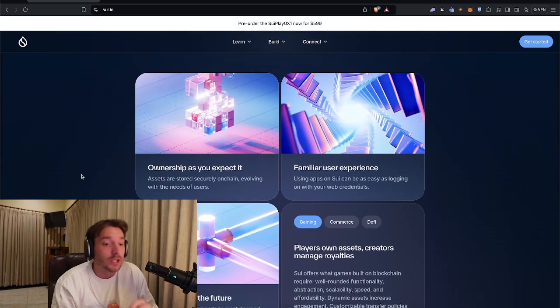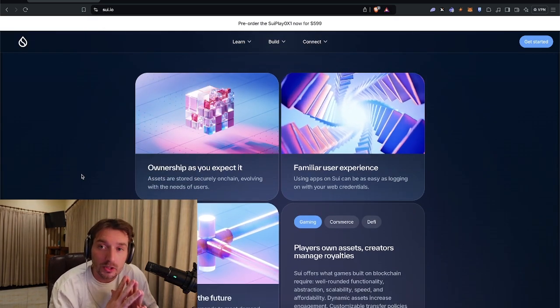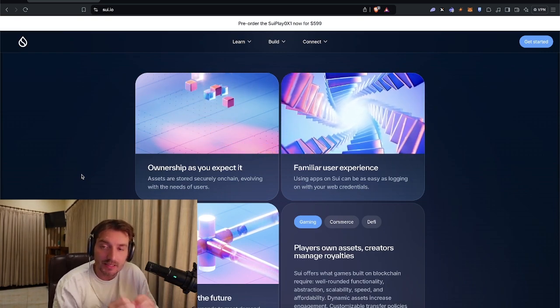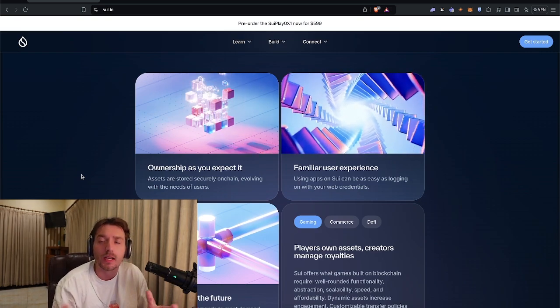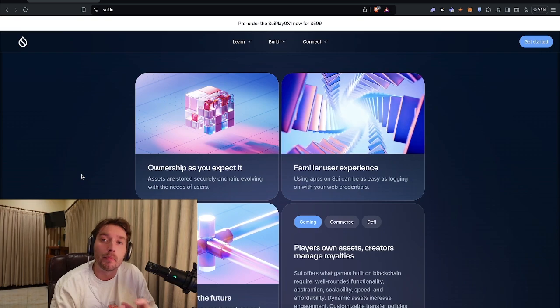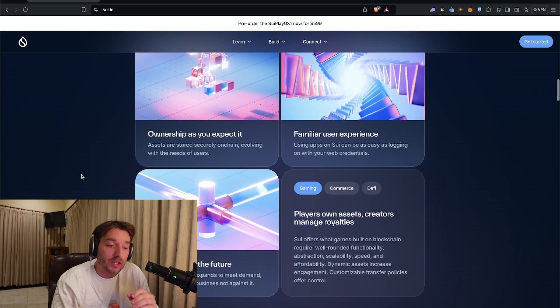Familiar user experience. Using apps on SUI is as easy as logging on with your web credentials. They want to obscure the blockchain and crypto aspects to make it as seamless as possible for a net new user to pick up SUI and feel like it's just another website. And I think that's a huge home run. Now, we're going to get into some of the technical sides of this and why I'm bullish from an actual data standpoint, but first you have to understand why this blockchain makes sense.